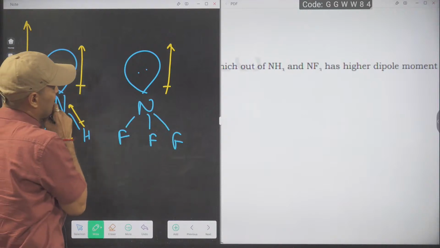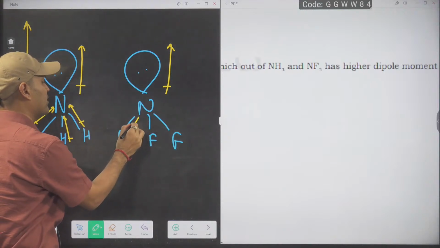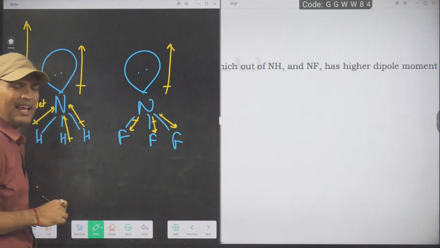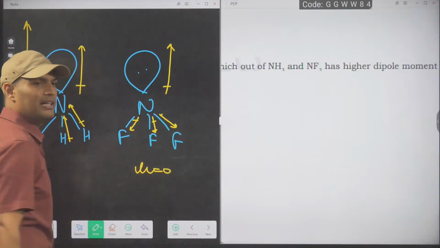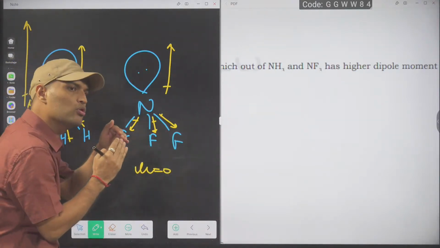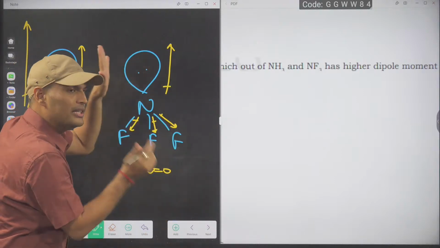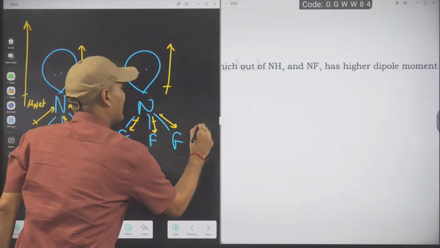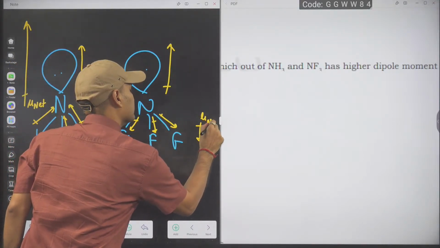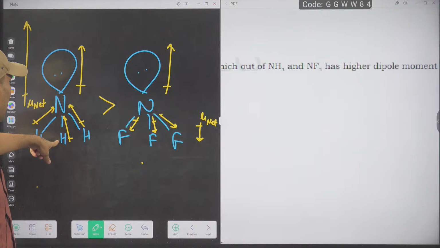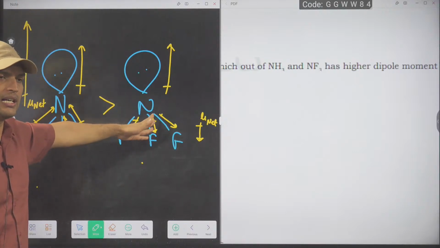Okay, here what is the difference then? Arey sir, here fluorine is more electronegative, so down. Then both are cancelling each other, sir, I will write 0. No, not 0. They are opposing each other. Both are not the same, up and down. Are they same? No. They are opposing each other. So net dipole moment is less, but it is not 0. Here lone pair and bonds are on the same side, here on opposite sides. That's why less.